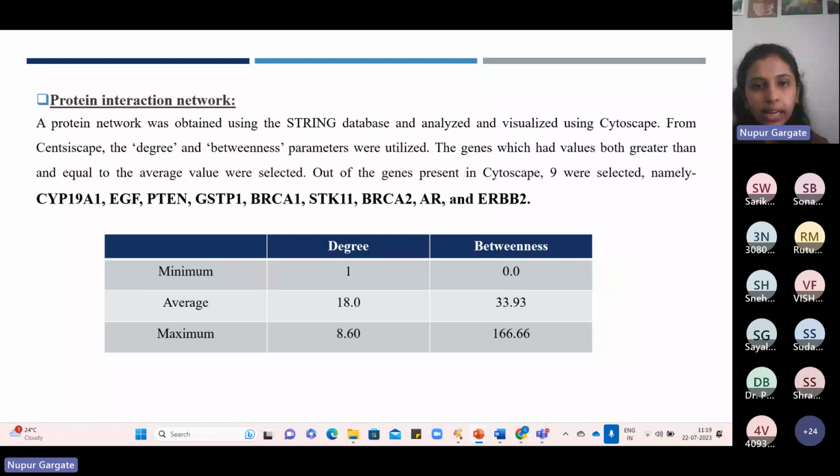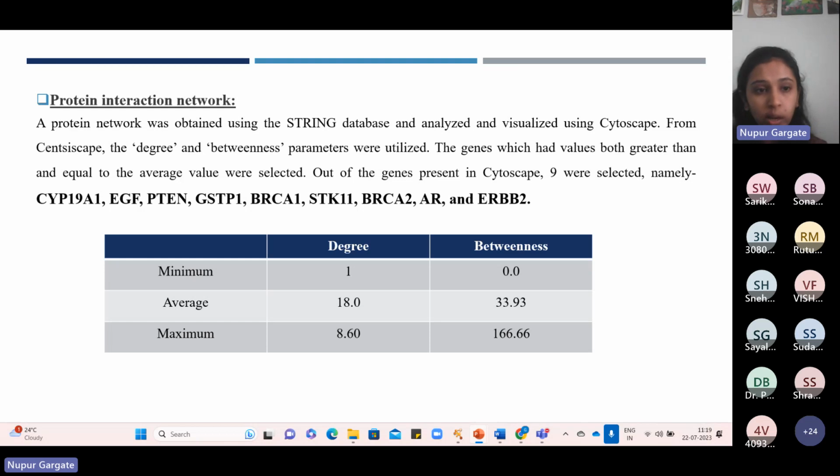Now, when we had obtained the network in Cytoscape, it gave the degree and betweenness value for all of those genes. But in order to select the key genes, we selected genes which had a value equal to or more than the average value. So whichever genes had degree equal to or more than 18, and betweenness equal to or more than 33.93, were selected. And in this process, we ended up selecting 9 genes which fulfilled this criteria.